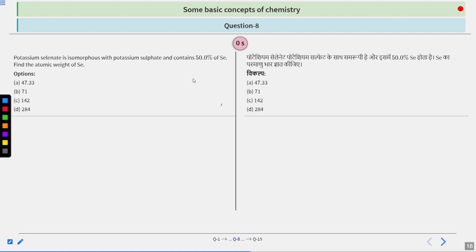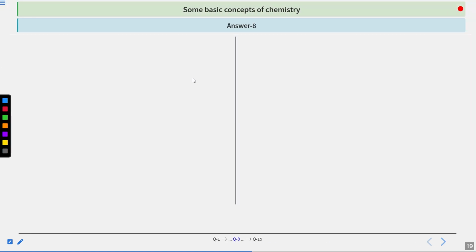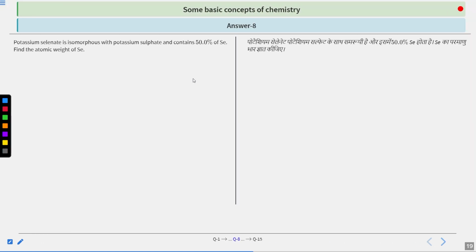Okay, now let us see the solution. So first of all, let's try to understand this question. The question says that potassium selenate is isomorphous with sodium sulfate. Means they have the same type, same valency, and all of this are same, right?